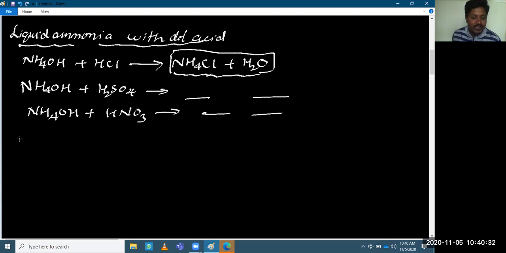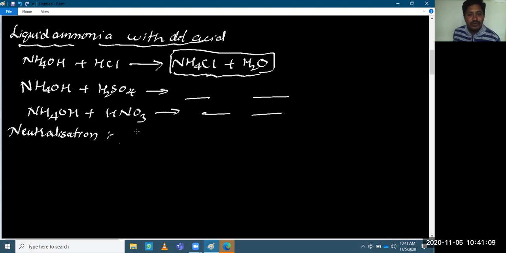This kind of reaction is also called a neutralization reaction. At this point you have to recall the definition. A neutralization reaction is a reaction between an acid and a base to produce salt and water. Neutralization reactions result in the formation of ammonium salts and water when ammonium hydroxide reacts with dilute acids.